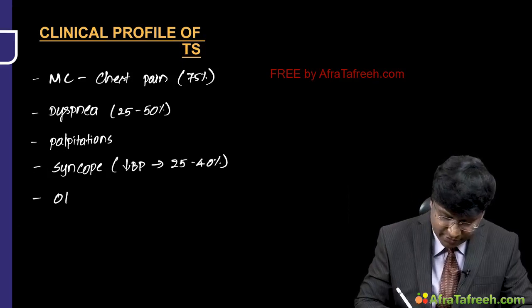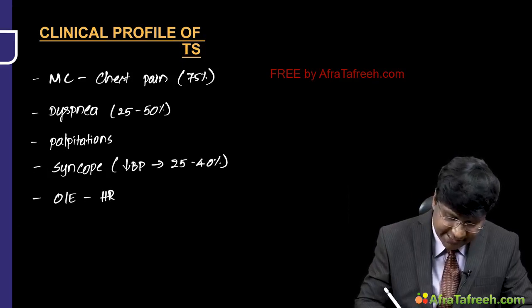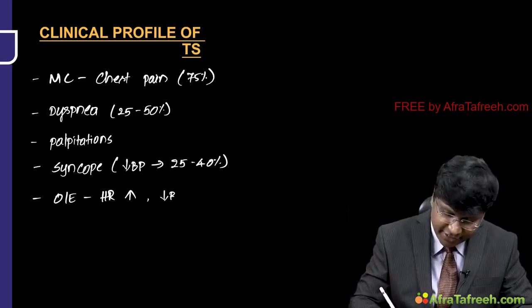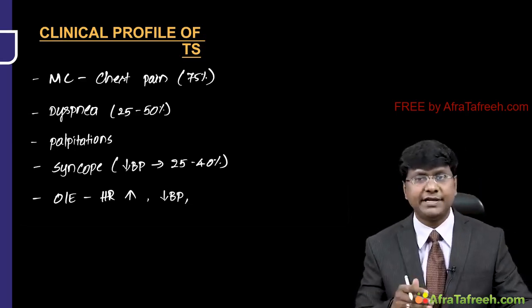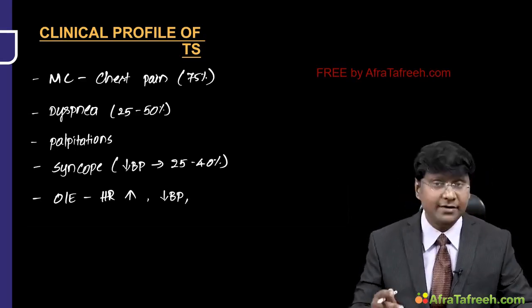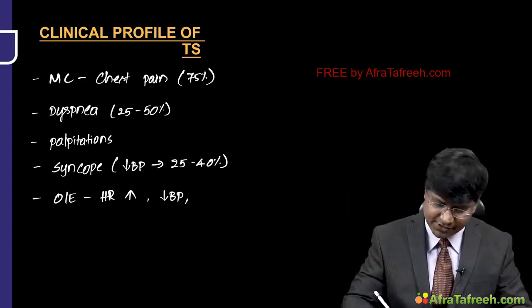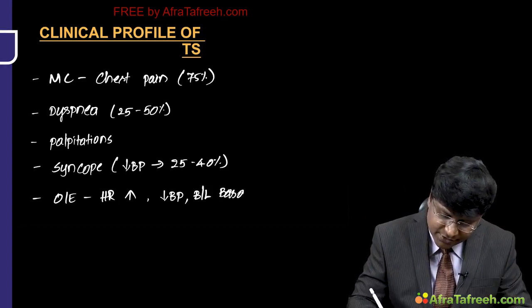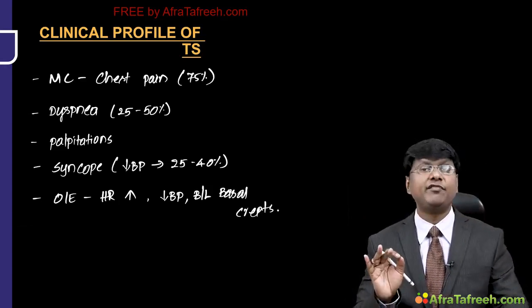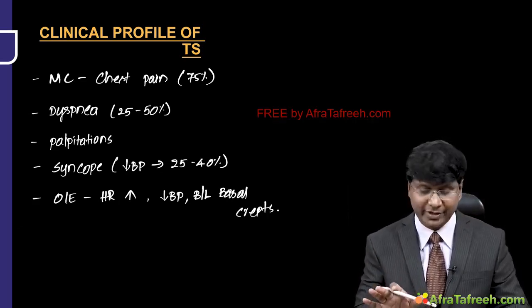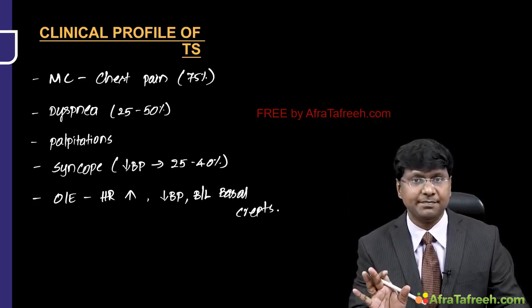And on examination, what will you notice? There is tachycardia, the heart rate is increased, and there is hypotension in these individuals because of decrease in cardiac output because of hypokinesia of the left ventricular apex. And when you auscultate the lungs, there will be bilateral basal crepitations, and these are mainly because of development of pulmonary edema. So this is the clinical profile that you come across in patients with Takotsubo cardiomyopathy, right?